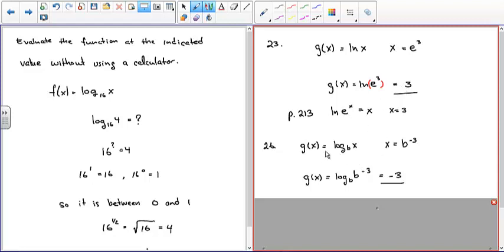And you can do the same thing here. So if we've got some base b, and then you have b raised to the -3 power, log to the base b of b to the -3 power is just -3.